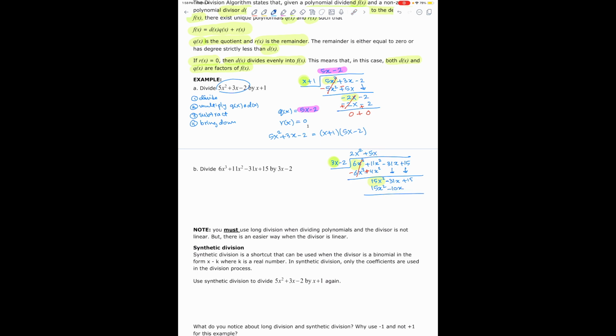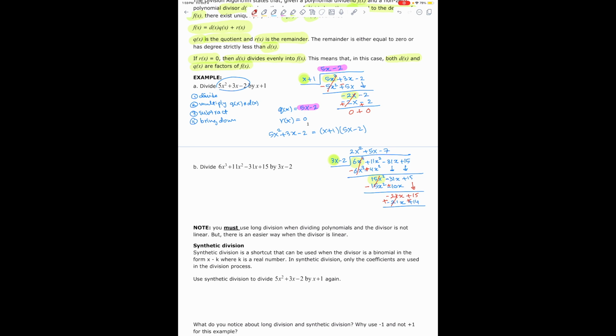And then we subtract, which means we're going to change the sign. These cancel. Negative 31x plus 10x is negative 21x. And then we bring the 15 down. And then we keep dividing one more time. Negative 21x divided by 3x gives me negative 7. Negative 7 times 3x is negative 21x. Negative 7 times negative 2 is positive 14.